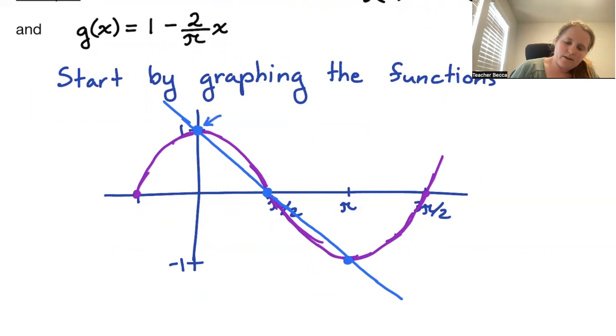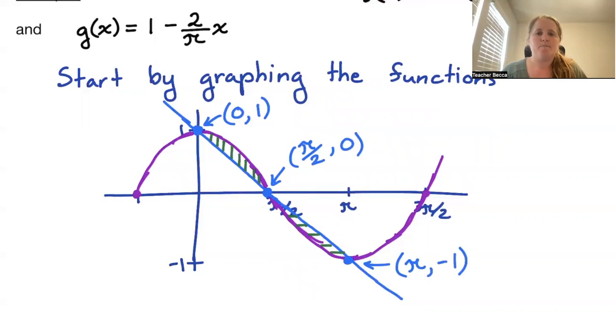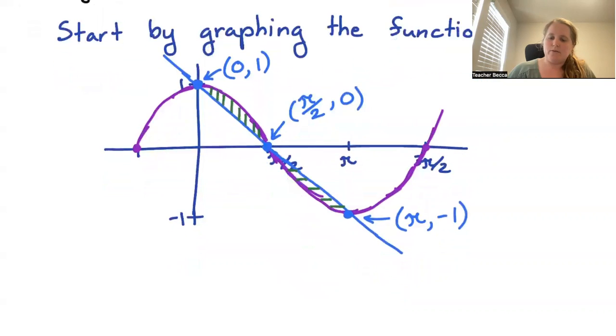So we intersect at the point 0, 1. Again at the point pi over 2, 0. And then again at the point pi, negative 1. The region that we are looking at, therefore, we have the region above our line and below cosine between 0 and pi over 2. And then we have our region above cosine and below the line from pi over 2 to pi. So we have 2 regions.